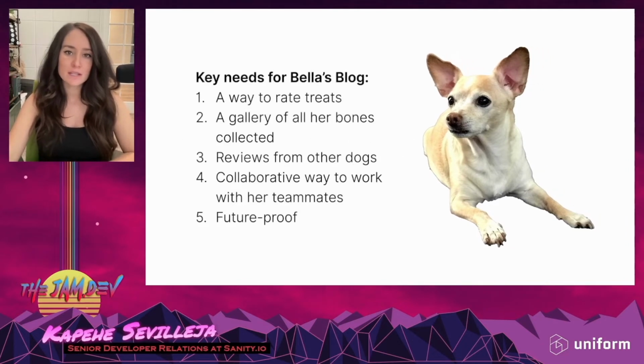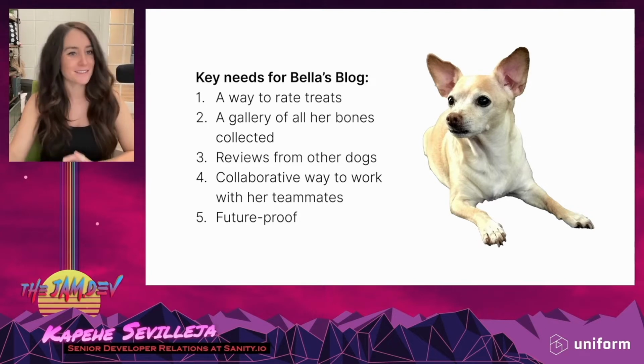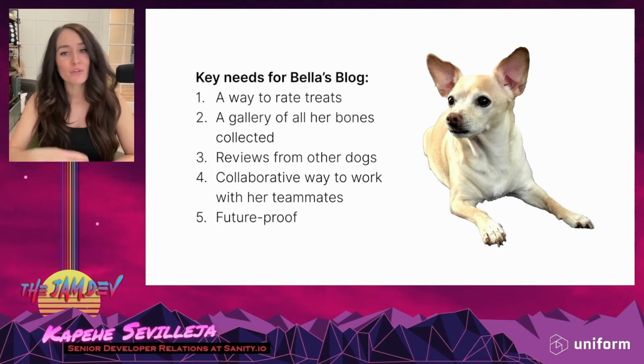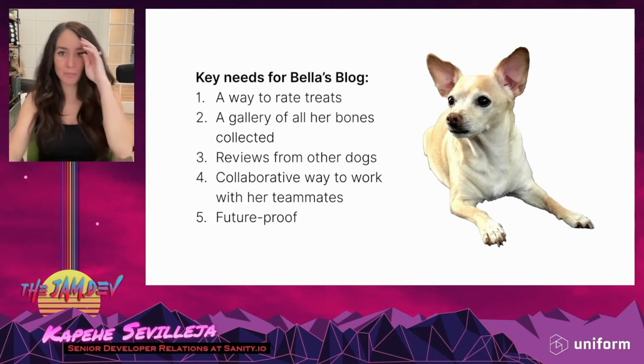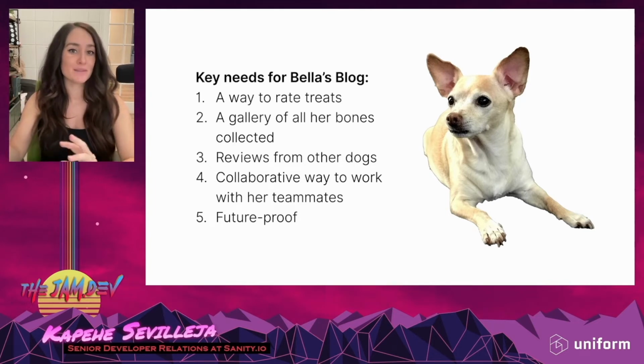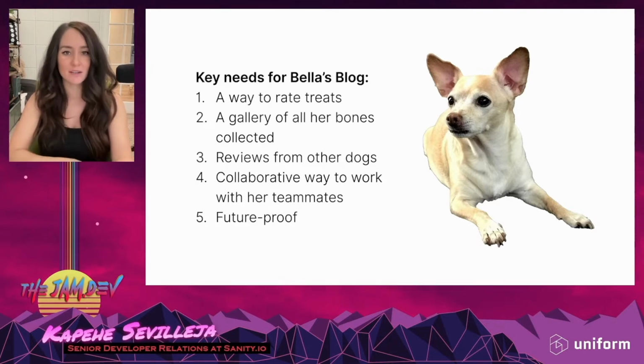So the key needs for Bella's blog are she needs a way to rate treats. She's a treat tester, so she needs an easy way to give a 5 out of 10, a 7 out of 10, or a 0. Now she needs a gallery for all of her bones collected. So Bella likes to collect her bones and we need a way to display those images properly, and performance is very key here. She has a lot of bone images to display. She also cares about what other dogs have to say about her treat ratings. So she wants reviews from other dogs.